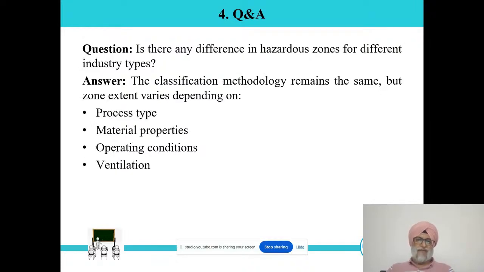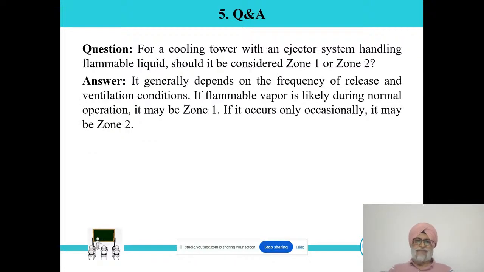Question number 4. Is there any difference in hazardous zones for different industry types? The classification methods remain the same irrespective of the industry, but zone extent varies depending upon the type of process, material properties, operating conditions, ventilation, all these things. So, in response to the question, there is no difference if industries change. Only the calculation methods differ.